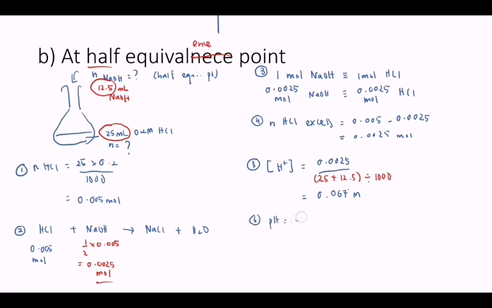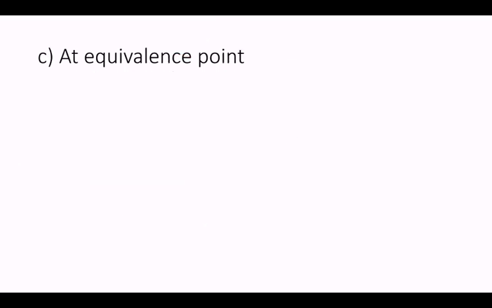Just insert into pH negative log H plus. So kita terus masukkan 0.067, and finally kita akan dapat 1.2. So that's for question B. Now let's go to question C, equivalent point.